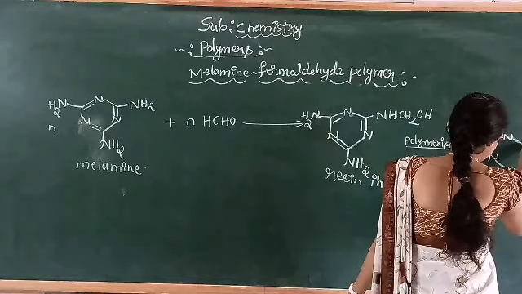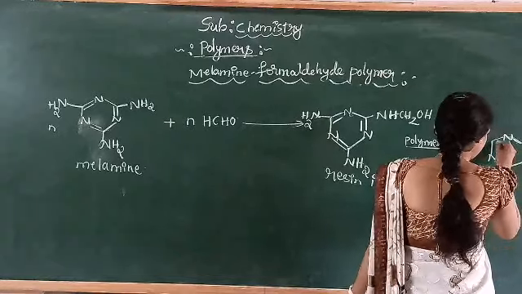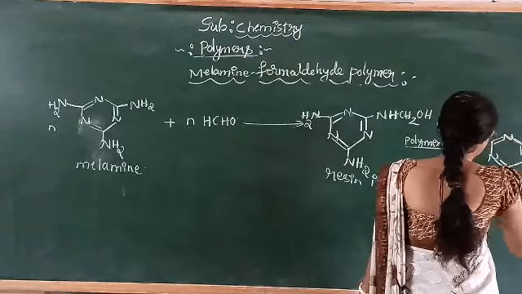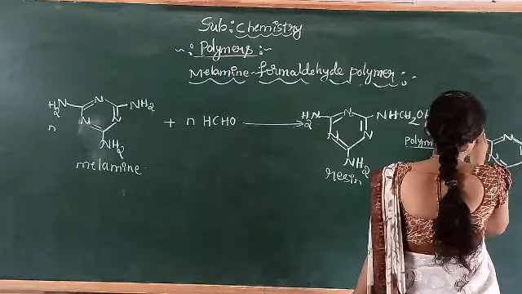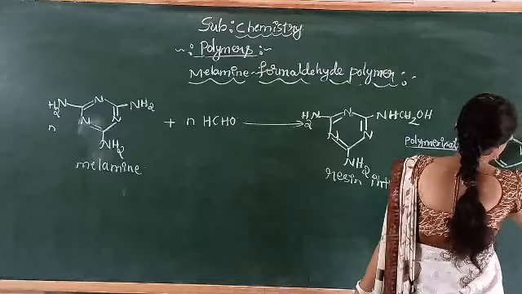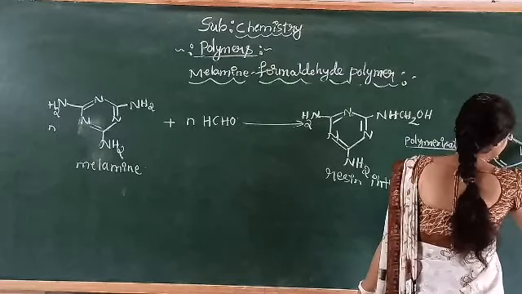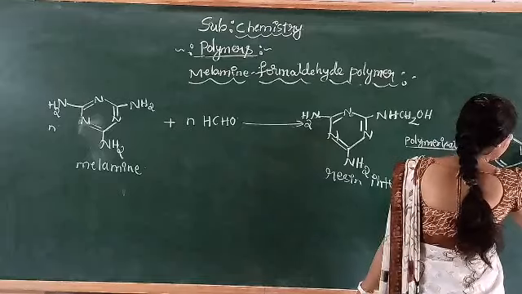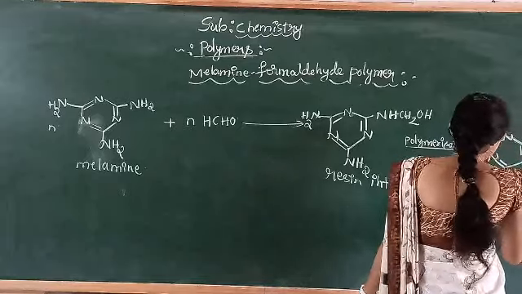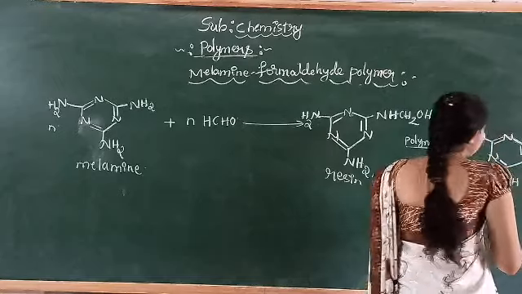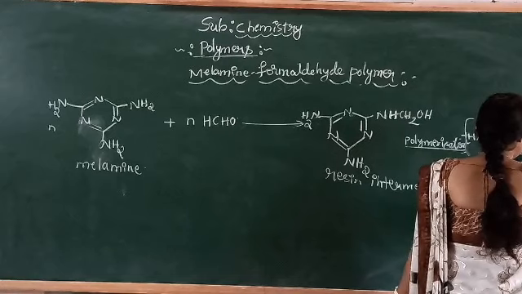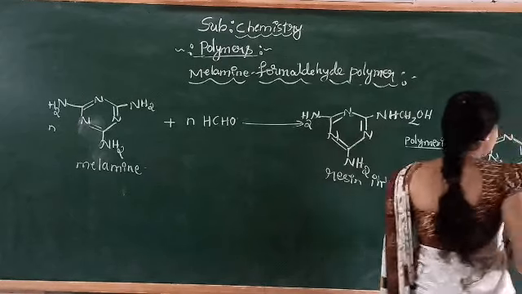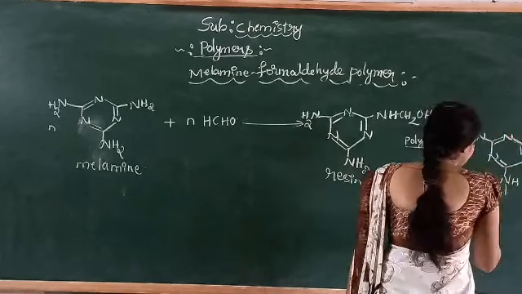So N, here we have N. Here double bond, here double bond, and here double bond. Here we have NH. The chain continues. Here NH CH2 linkage which continues. Here we have NH linkage like this. Here I will write NH CH2 n times. Okay, so this is the structure of melamine formaldehyde polymer.